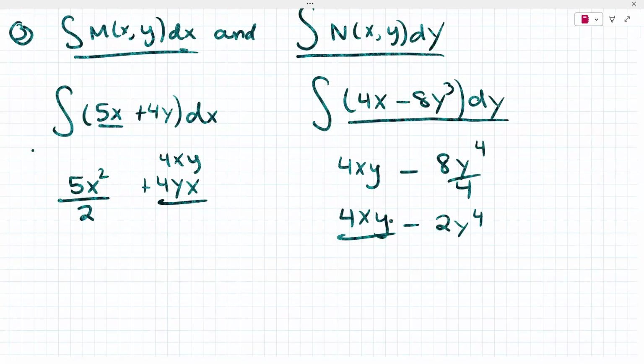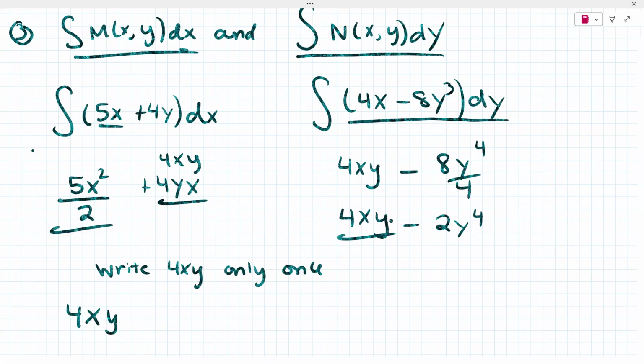So if you have a repeating term, just write it once. So you write out the 4xy only once. Okay, so we have 4xy, and then we have this 5/2 x squared. And then this we just write once. And then we have this negative 2y to the fourth equals c.